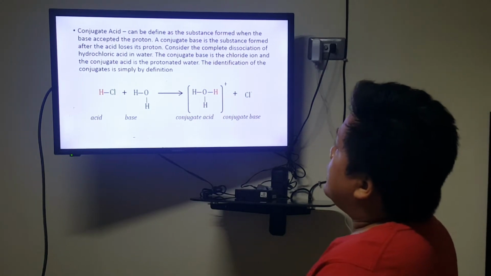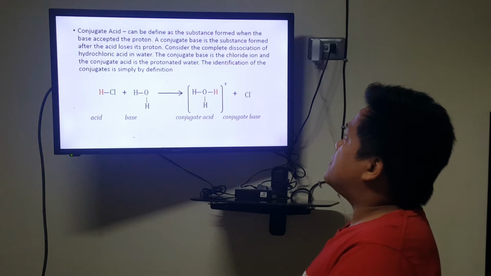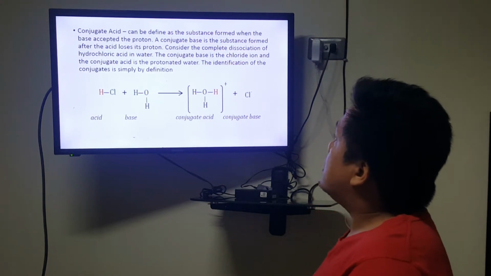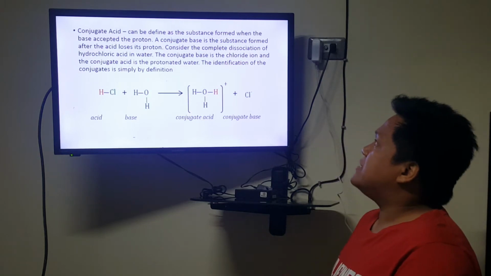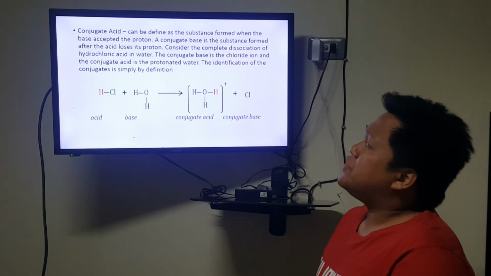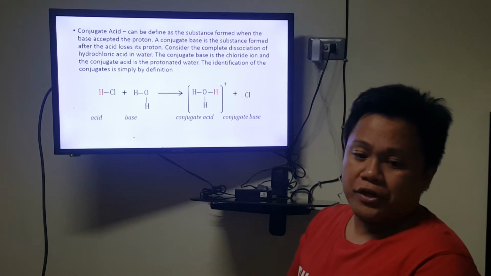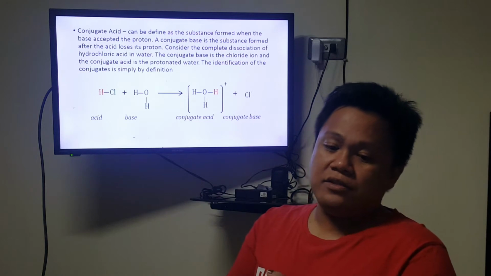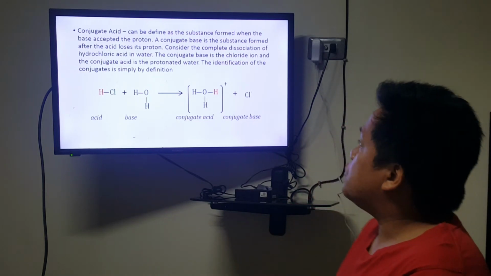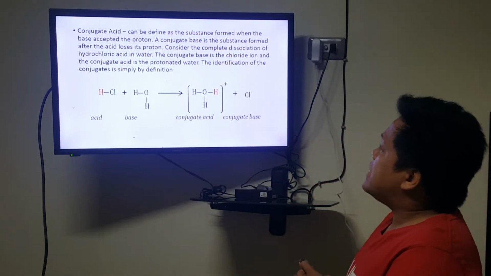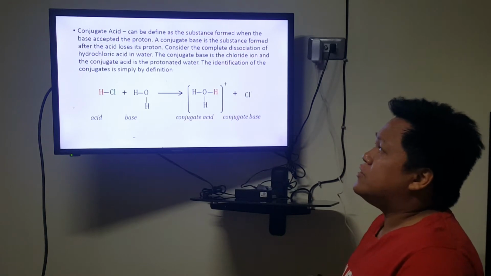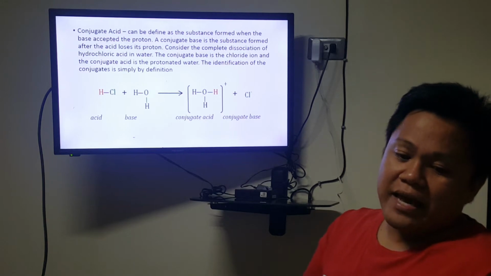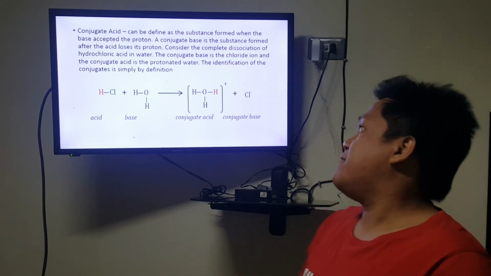Conjugate acid can be defined as the substance formed when the base accepts the proton. A conjugate base is the substance formed after the acid loses its proton. Consider the complete dissociation of hydrochloric acid in water. The conjugate base is the chloride ion and the conjugate acid is the protonated water. The identification of conjugates is simply by definition.